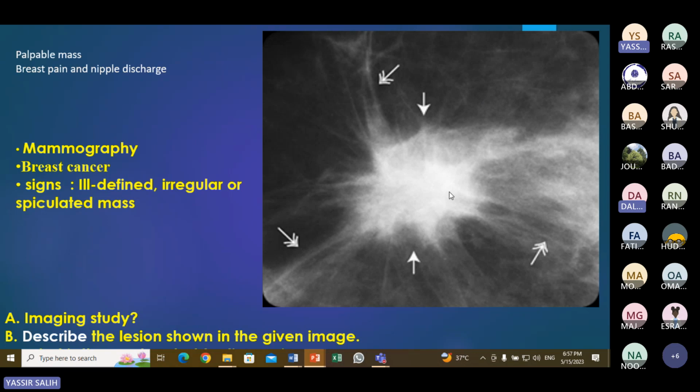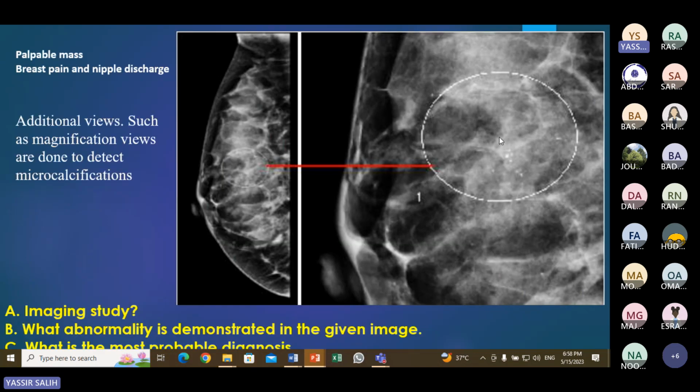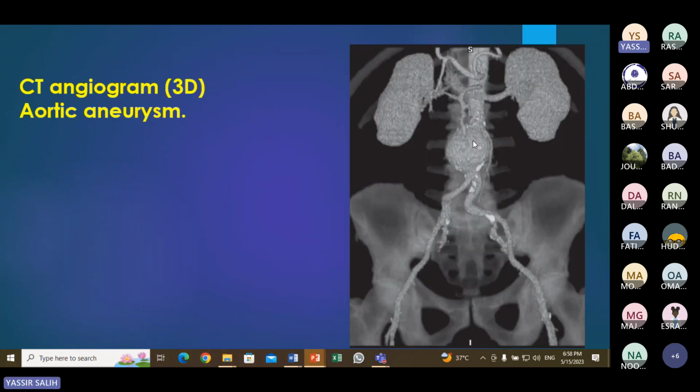Describe the lesion shown in this mammogram or this image. Well-defined, irregular, spiculated. Spiculated mass. Spiculated margin. Well-defined, irregular with spiculated margin. What is the most likely diagnosis? Breast cancer. If we know the breast cancer signs, which are well-defined, irregular with spiculated borders and microcalcification. Also, this is a sign of malignancy.